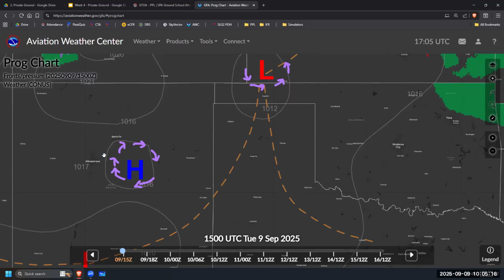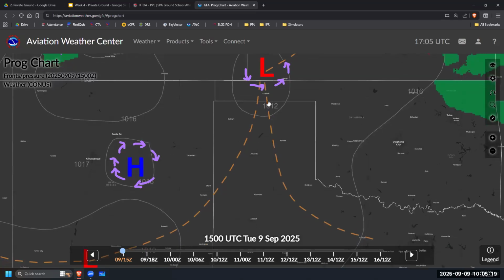Low pressure system below, moving east to west, will push you along, give you a better tailwind underneath. Wait, that's backwards. Oh, the way I drew it? No, we're moving. So, yeah.